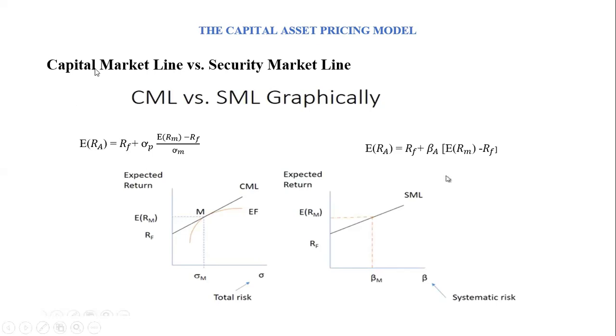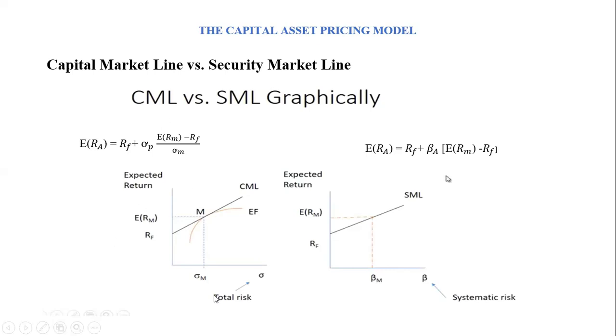When we talk of the capital market line, you see this line that is moving from the risk-free rate upward? It is indicating the relationship between expected return and total risk. That is the capital market line, a line that shows the relationship between expected return and total risk.